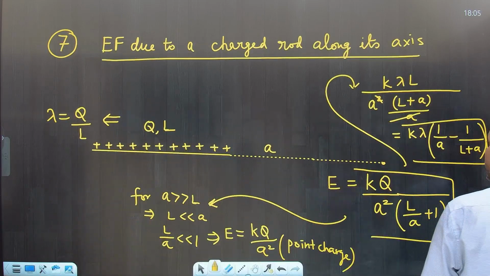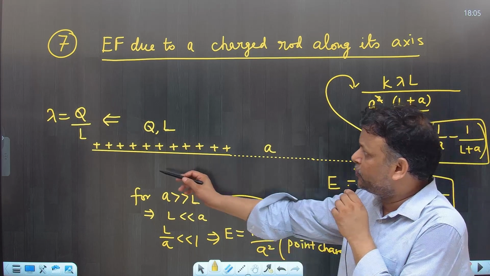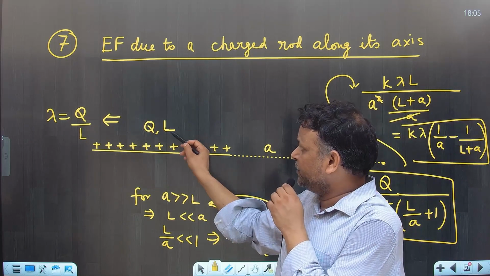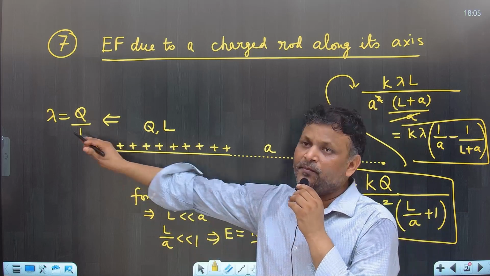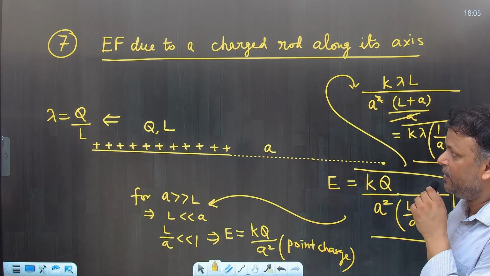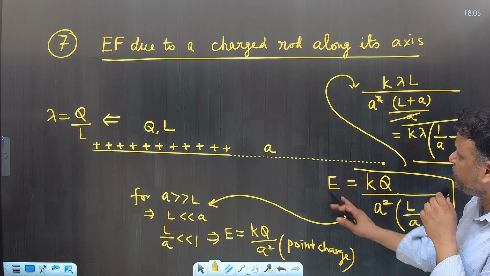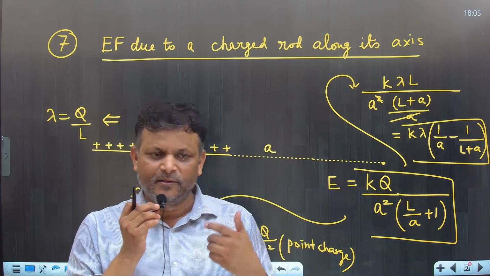Let's discuss the electric field due to a charged rod along its axis. It is very, very important, and it is very interesting also. So you can say that there is a rod having length L. It is uniformly charged, having charge Q. So you will define lambda, the linear charge density, that is Q by L. I will suggest that you learn this formula in this way.